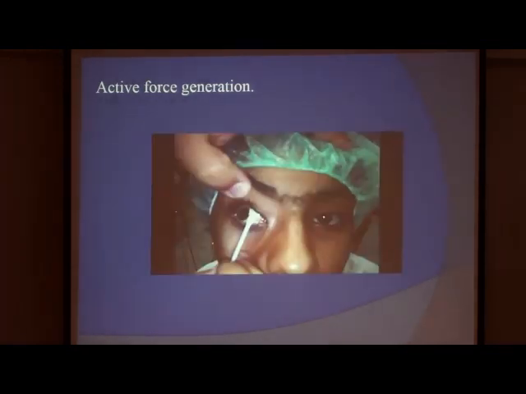Active force generation, again with topical anesthesia, with a Q-tip, stretch the eye or do passive abduction. Now again we are testing the medial rectus. And you can feel, asking the patient to look to the left, you can feel there's any resistance underneath this cotton tip, which is indicating that this muscle is not a dead muscle.